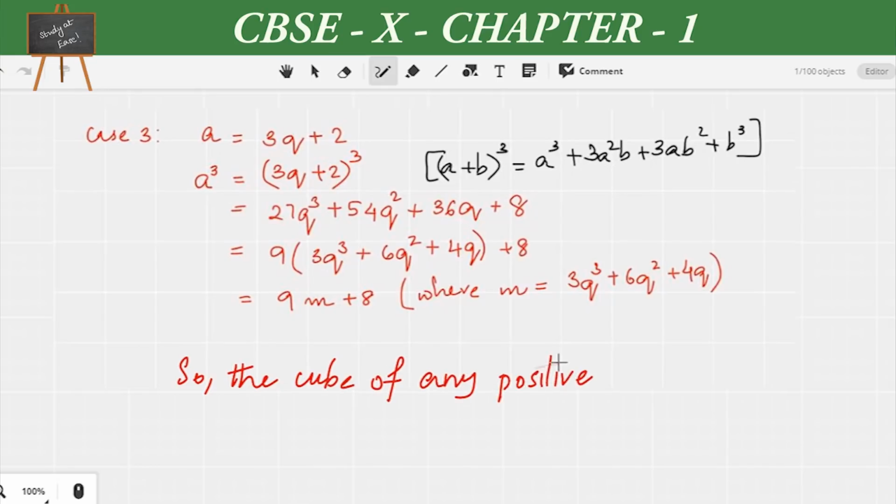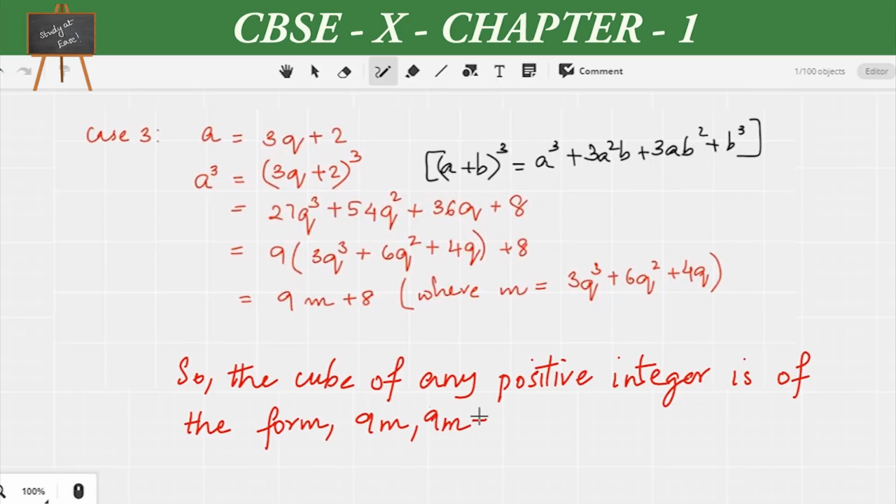So we can summarize by saying that the cube of any positive integer is of the form 9m, 9m plus 1 or 9m plus 8.